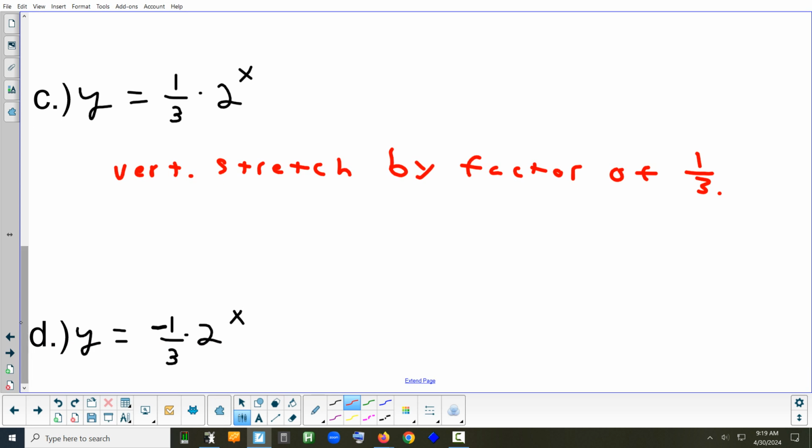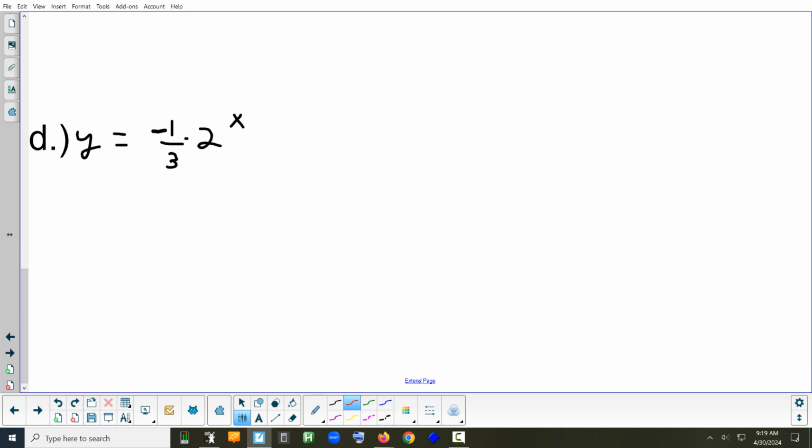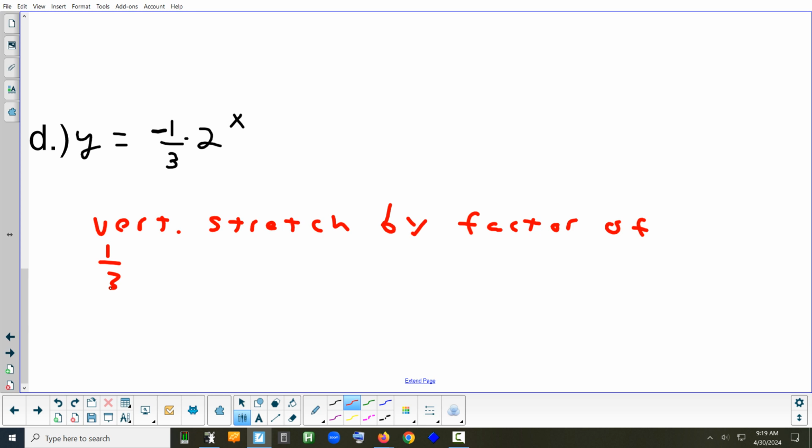All right, and how about this last one? Y equals negative 1/3 times 2 to the x. Vertical stretch by a factor of 1/3. So vertical stretch by factor of 1/3. Okay. Yep, and reflected over the x-axis. What causes it to reflect over the x-axis? Because of the negative. Okay. If you put a negative on that number, it causes it to reflect over the x-axis.